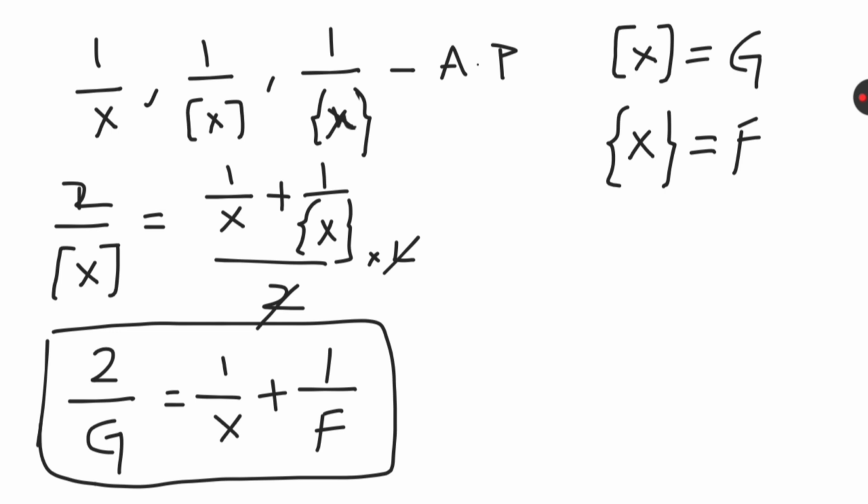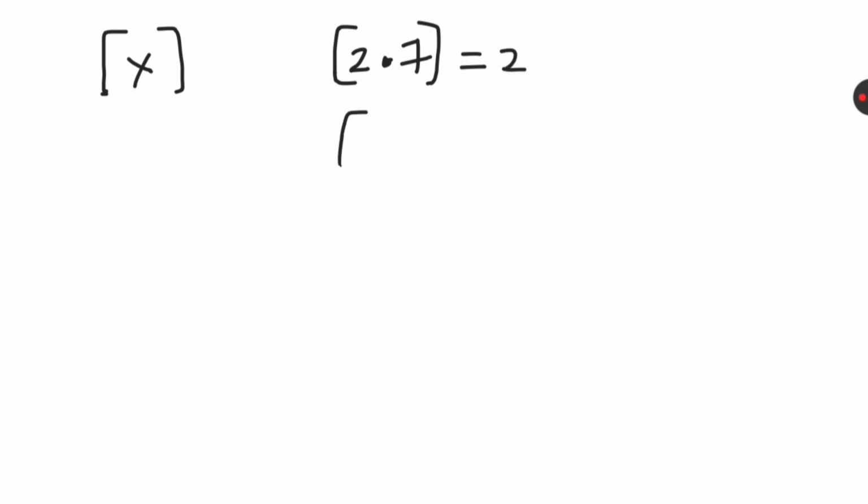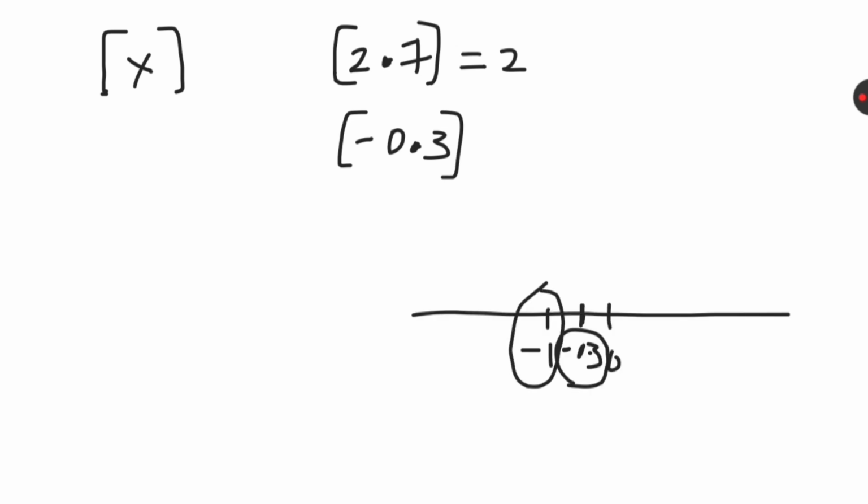If you want to find the real values of x, first you need to recall what the symbols mean. The given symbols are the greatest integer function and the fractional function. The greatest integer function is always less than or equal to x. Let's observe with examples. The greatest integer of 2.7 is going to be 2, isn't it? The greatest integer of minus 0.3 is going to be minus 1, isn't it? So the greatest integer function is always less than or equal to x.